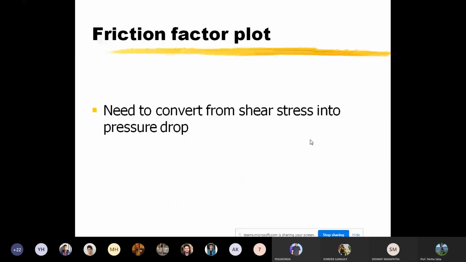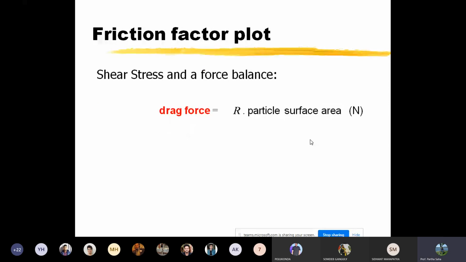Now, for the friction factor plot, we have to convert the shear stress into pressure drop. How do you do that? So we know the drag force, right? That is the drag R and the particle surface area, that is the wetted area. We have already discussed that shear stress can be converted into drag force, that is R into the particle surface area. So what is the surface area of the particle? That is the specific surface area S into 1 minus epsilon into L by A, where L is the length of the bed and A is the area of the bed. That becomes the volume, right? The total volume of the bed into S into 1 minus epsilon. So that is actually the surface area of the particles.